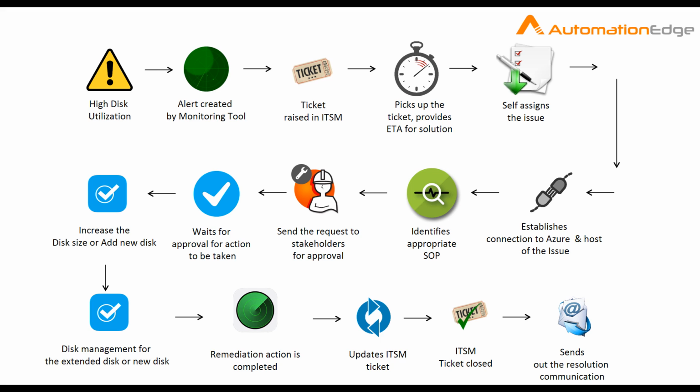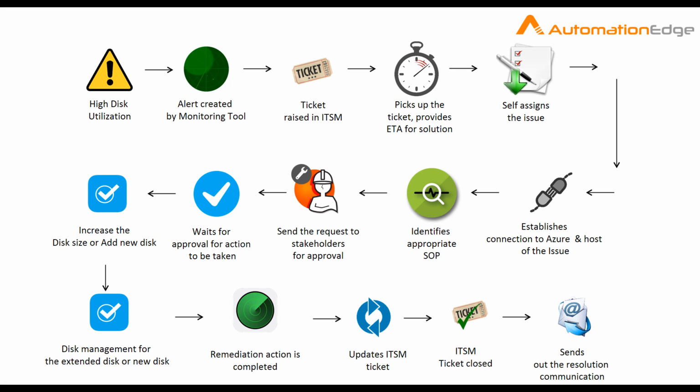So let's say your disk utilization is high, following which an alert is created by any monitoring tool. Then a ticket is raised in ITSM, which is picked up by the ITSM system, and it provides ETA for the solution. It self-assigns the issue, following which a connection to Azure is established, and then a sub connection is established to the host of the issue, which is the VM in question. Then an appropriate SOP is identified, following which a request is sent to the stakeholders for approval.